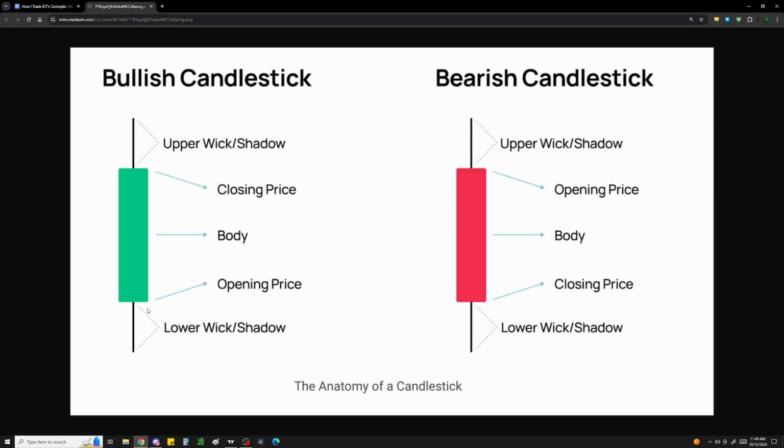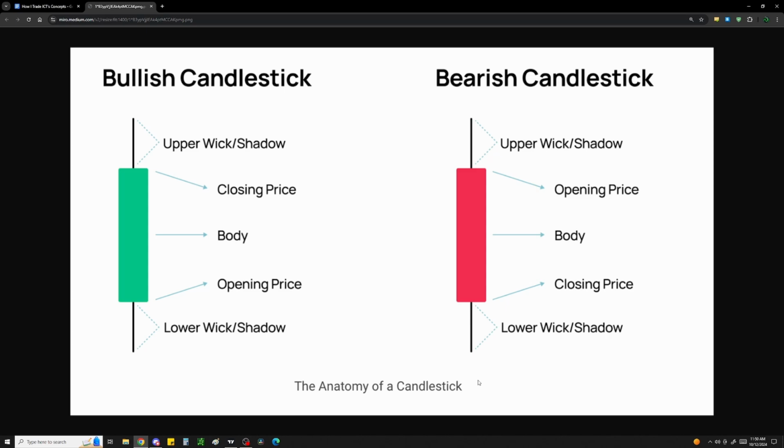With a green candle, the opening price is the bottom of the candlestick body. The closing price is the top of the candlestick body, and then obviously you have the lower wick and the upper wick. It's reversed with a bearish candlestick. With a bearish candlestick, the opening price is the top of the candlestick body, and the closing price is the bottom of the candlestick body, with the upper wick and lower wick staying the same. That doesn't change, but the opening and closing of a green versus red is flipped. The wicks stay the same.